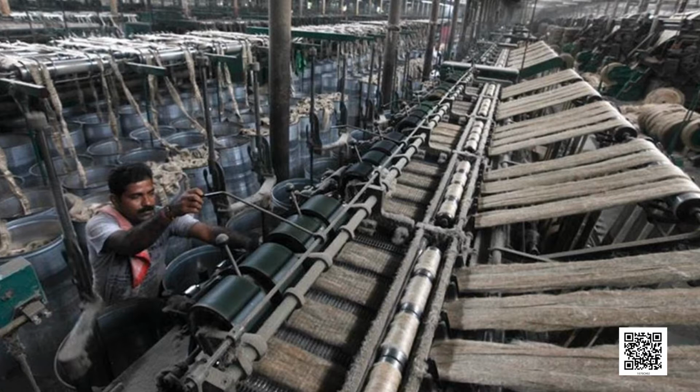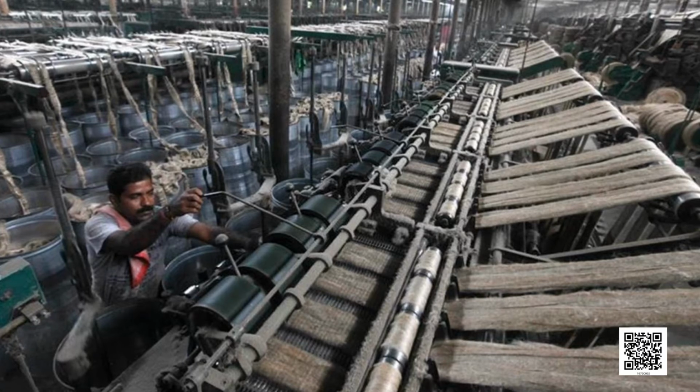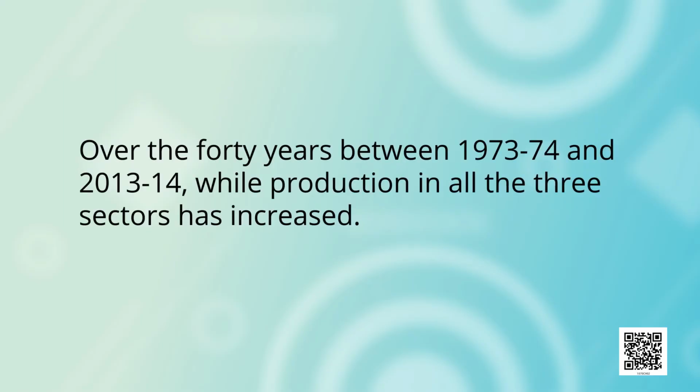Rising importance of the tertiary sector in production. Over the 40 years between 1973-74 and 2013-14, while the production in all the three sectors has increased, it has increased the most in the tertiary sector. As a result, in the year 2013-14, the tertiary sector has emerged as the largest producing sector in India, replacing the primary sector.